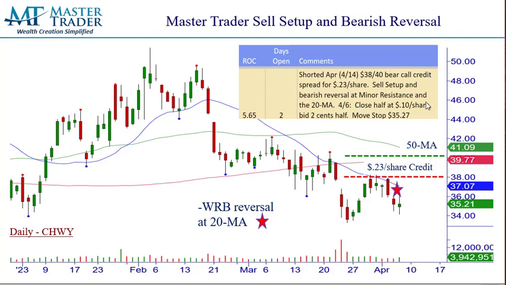So we closed half at 10 cents. So we made over 50% of max profit in one day. And we tightened the stop. I said bid 2 cents for the back half. We actually trail stopped out. But again, another 2-day trade, made 5.5% return. And all we're doing is calling a short-term top. And as I explained on the other slide, we make money through time decay, volatility contraction, and as the stock moves in the intended direction, like it did here.